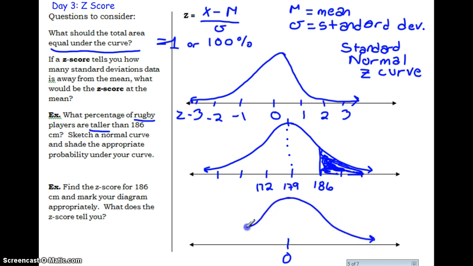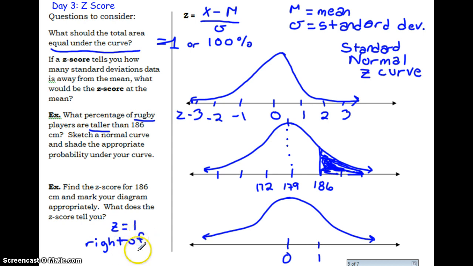So what would be the z-score for 186? If I'm just 1 standard deviation to the right of the mean, that would fall at a z-score of 1. So z would equal 1. Since it's positive, what does the z-score tell you? It means I'm to the right of the mean, right?